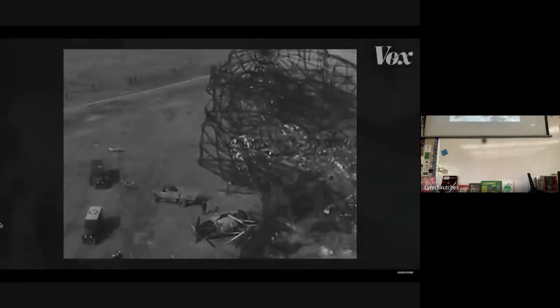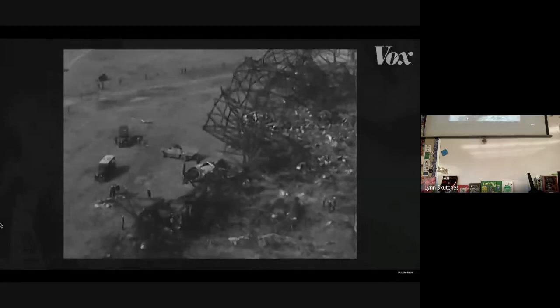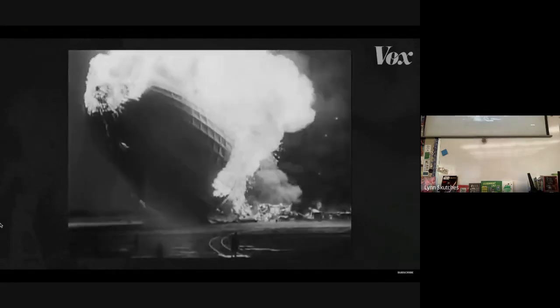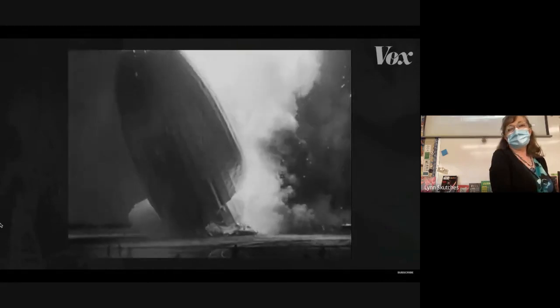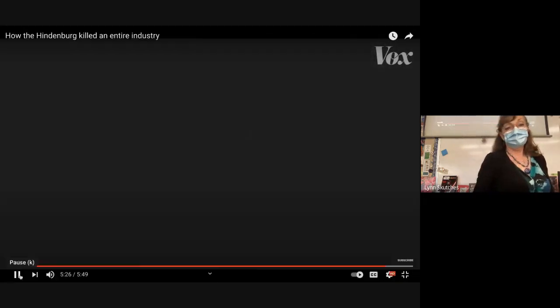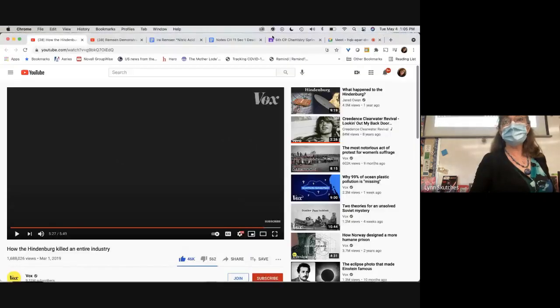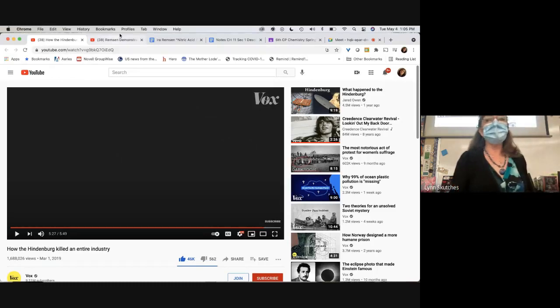Hydrogen airships never flew paid passengers again after that day. The Hindenburg wasn't the first or even the deadliest passenger airship disaster. It was just the one that was caught on film, and that's why it was the last. So we take taking pictures for granted, but there's a lot of picture taking and videos that are helping to change things even today, as we know.